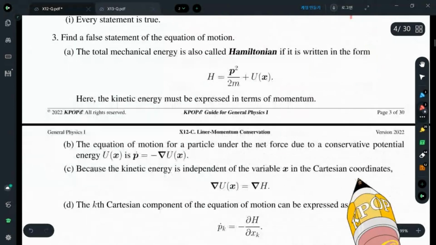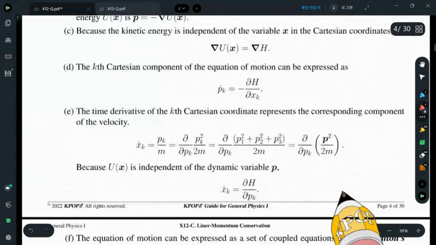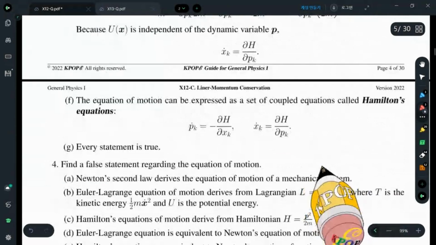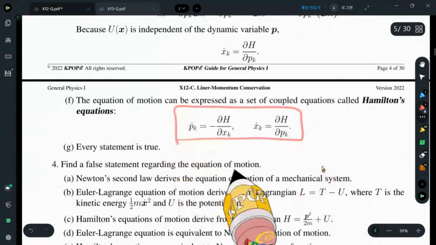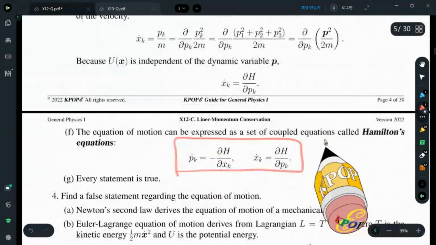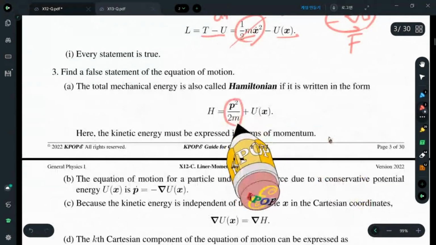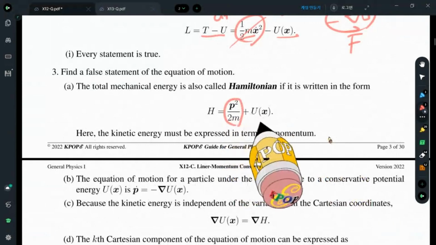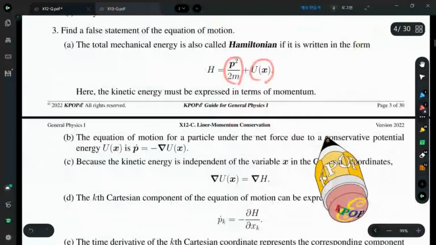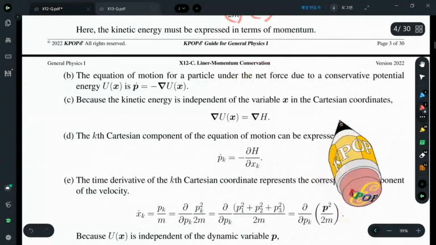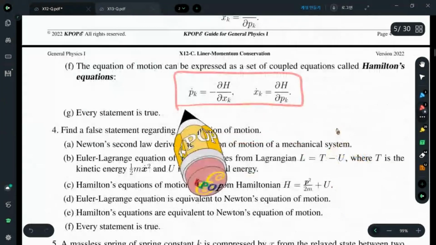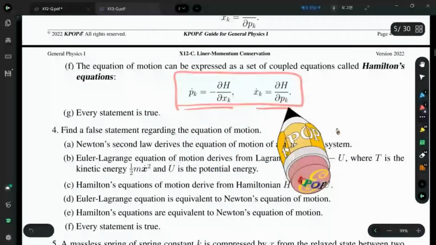The same kind of equation is called Hamilton's equation. Let me tell you Hamilton's equation. The Hamiltonian H is nothing but the sum of P squared over 2m, that is kinetic energy, and potential energy. And you will find we have first order coupled equations. So this one is also exactly the same as F equals ma.